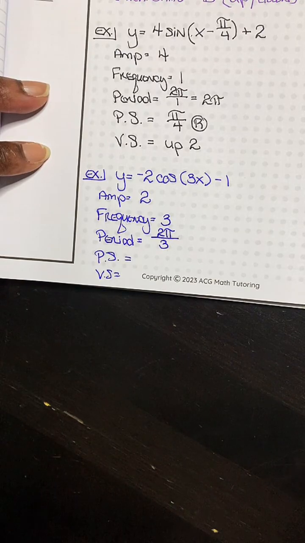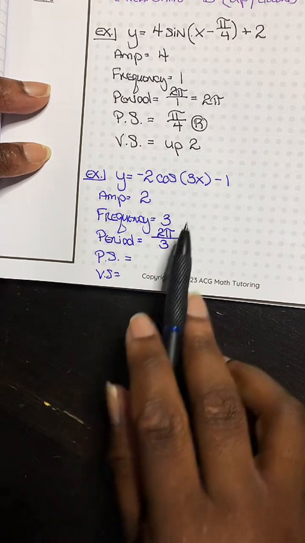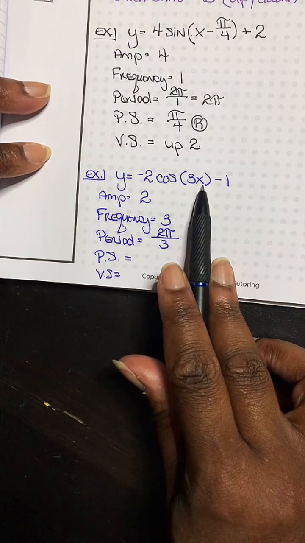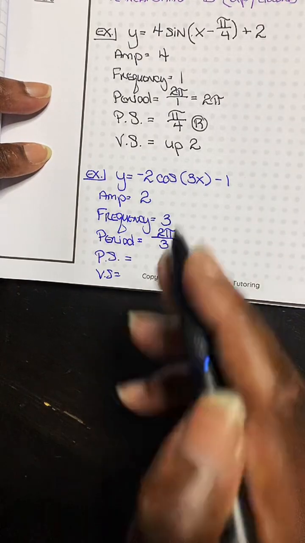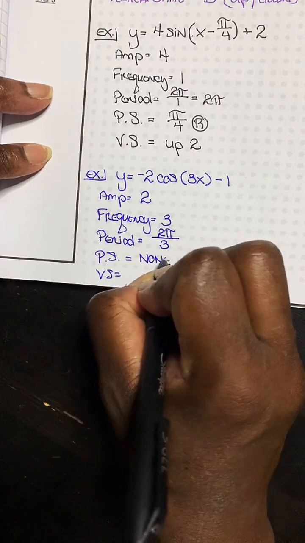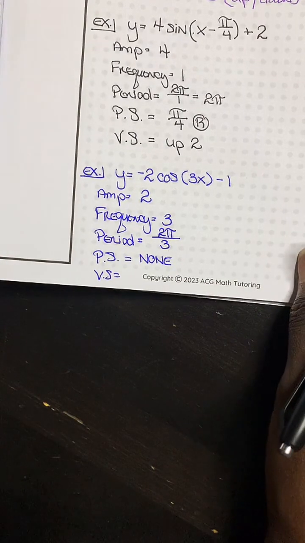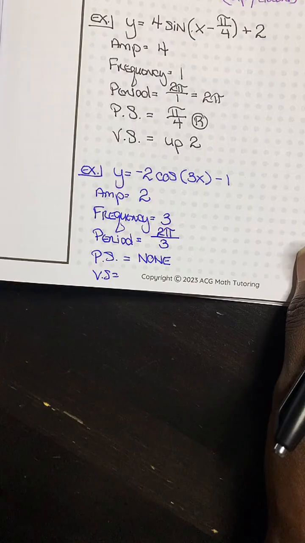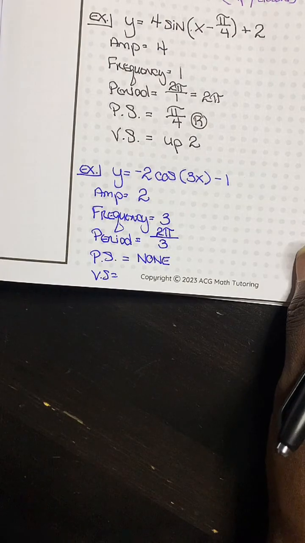0. Yes. Thank you for the follow. Yes, 0. Okay. We don't have a plus or minus with the x. Okay, we don't have anything in there. So we can actually say we don't have a phase shift. Okay, we don't have to give it a place value. If you want to say none, you can say none instead of a 0. Either way, it'll be understandable.